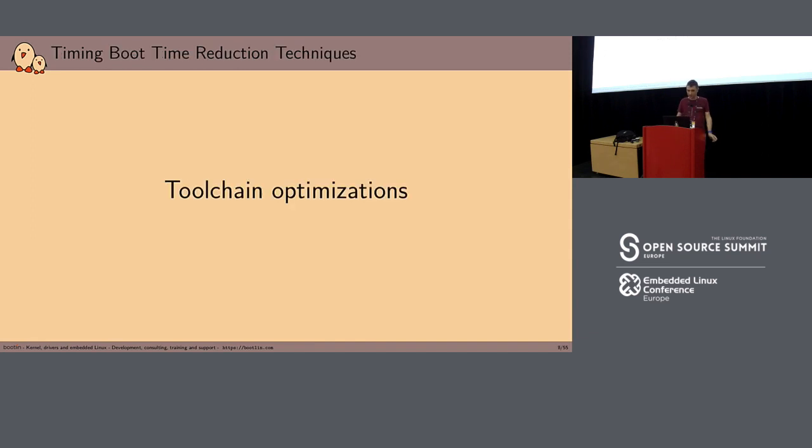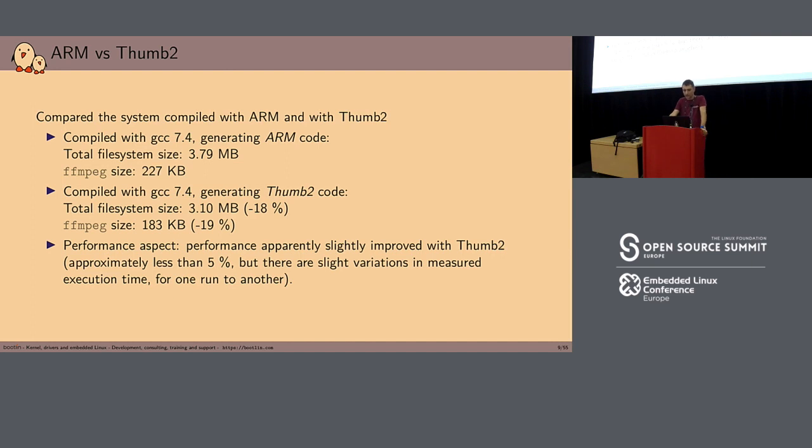So first, toolchain optimizations. I compared an ARM toolchain with a Thumb-2 toolchain, and the result was surprisingly good. With Thumb, the full system size is 18% smaller than with a regular ARM toolchain, so it's really worth using. There's no real performance difference, it's about the same performance. Smaller and same performance, I keep this.